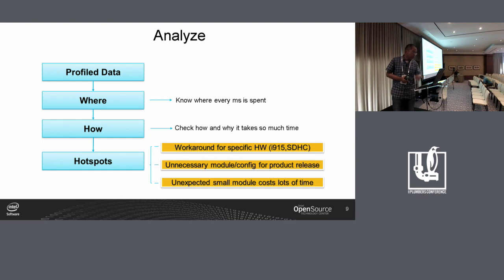Next one is analysis. With the profile tools, we need to get the whole picture of the boot process. That is, we need to know where every millisecond is used, and then check how and why it takes so much time, and whether it is really necessary to take so much time. By this, we can find the hotspots.